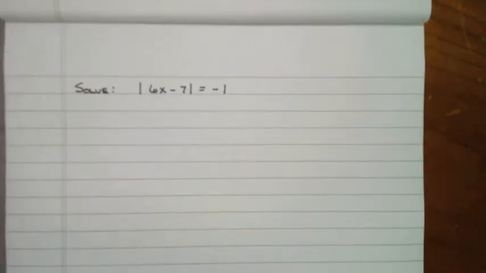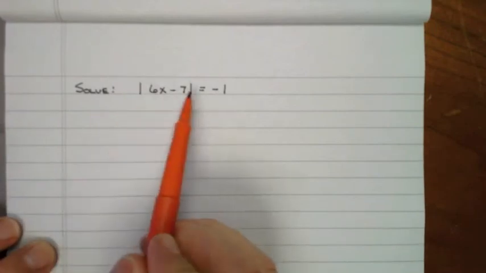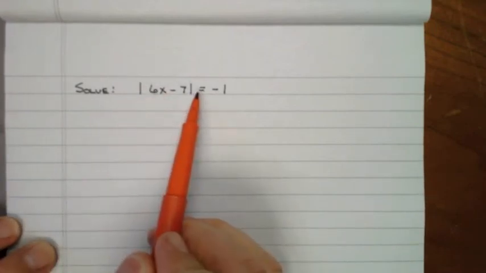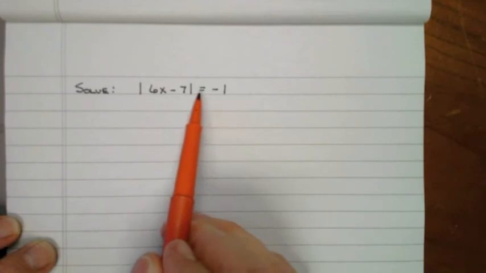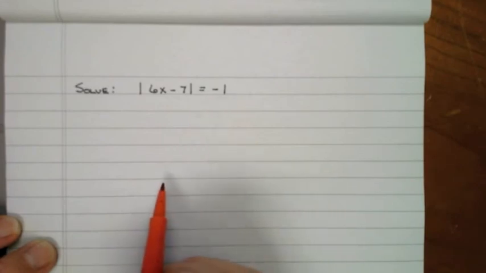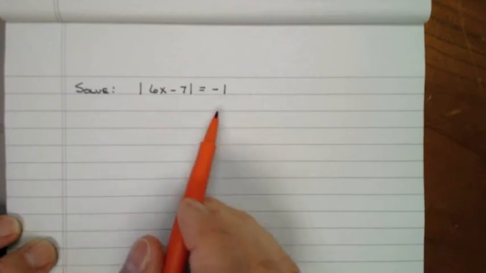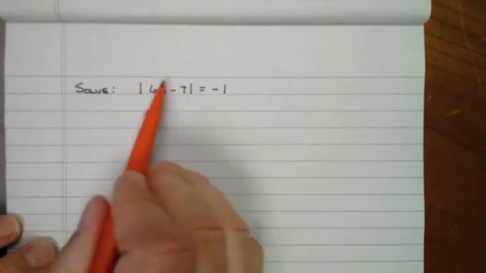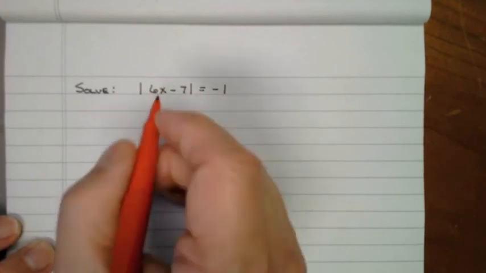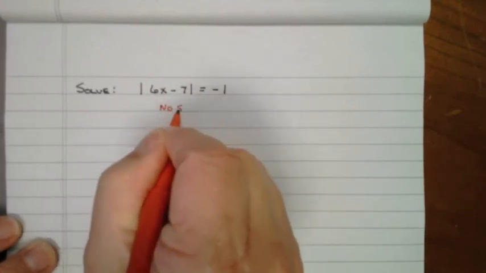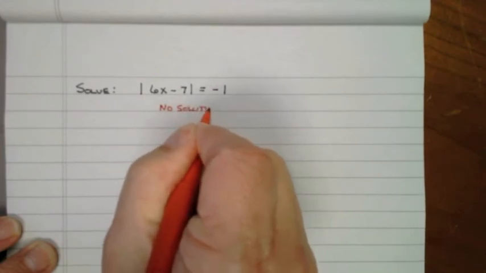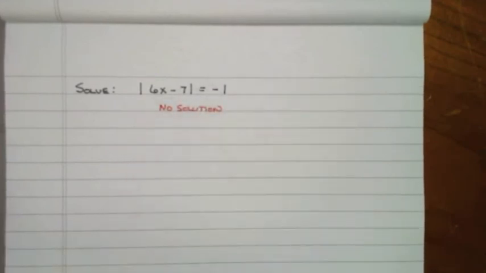We need to solve this absolute value equation. I don't see any numbers on the outside out here, but I do notice that this is equal to negative 1. As soon as I see this, I cannot take the absolute value of anything and get a negative number. I simply tell everybody that there's no solution to this. You cannot take the absolute value of something and get a negative number.